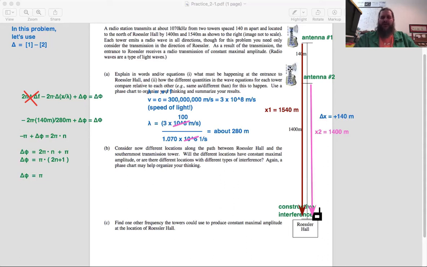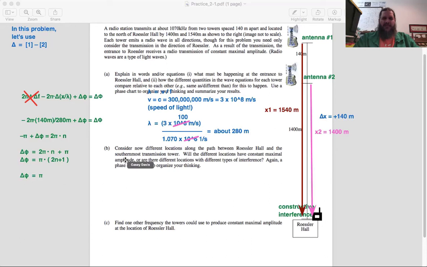Either one of them alone, like if there was only the path length difference of half a cycle or only the phase shift difference of half a cycle, would produce destructive interference. But combine them, you got half a cycle plus half a cycle, that's a whole cycle. And that gets you back to constructive interference. Got it. Thank you. You're welcome.